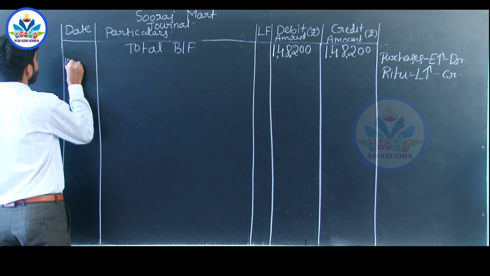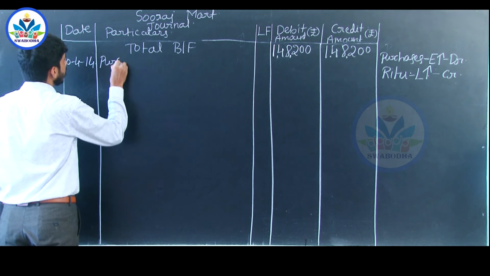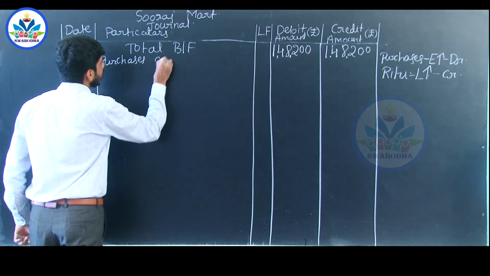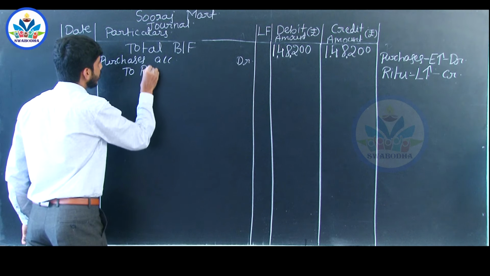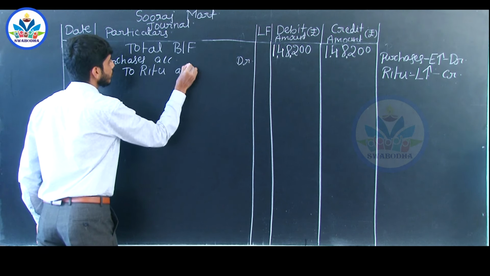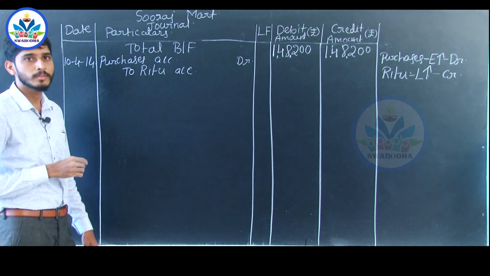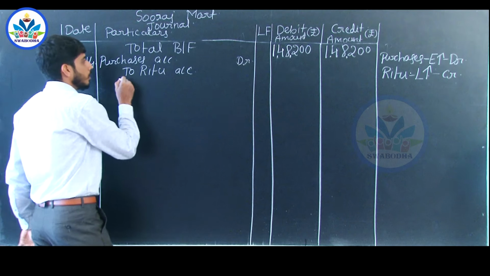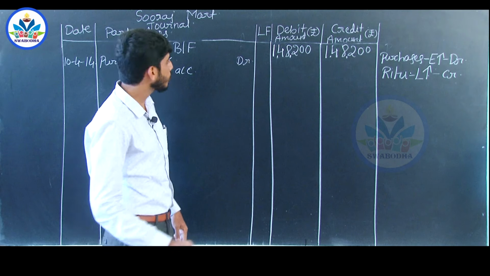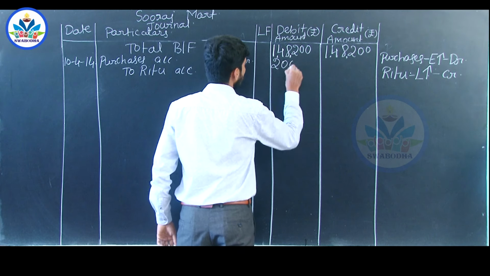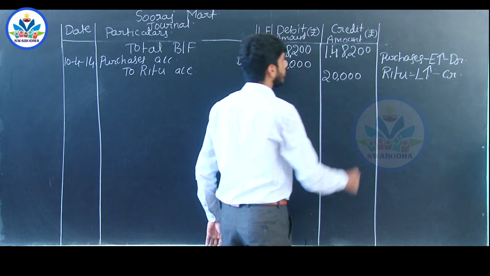The date of the transaction is 10/4/2014. So, the 10/4/2014 entry is purchases account debited to Ritu's account. The purchase price of the goods is 20,000. So, 20,000 in the debit column, 20,000 in the credit column.